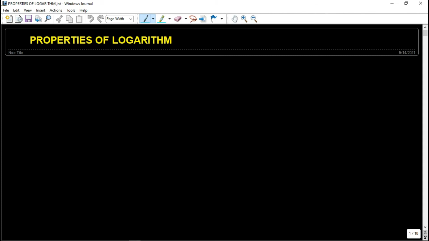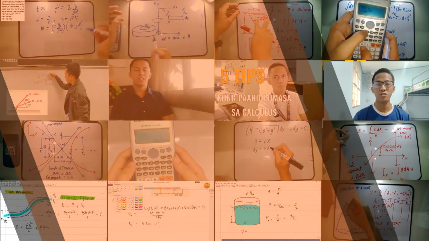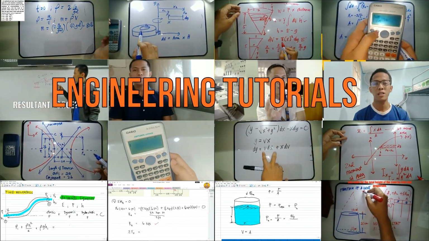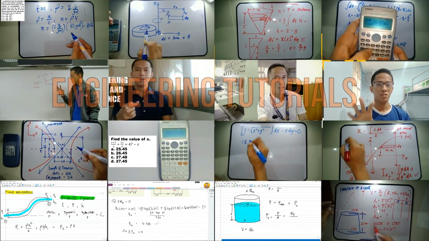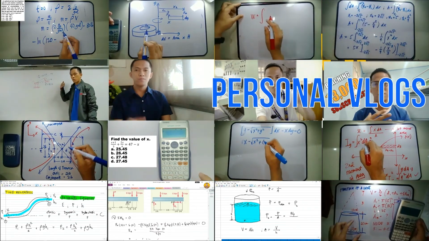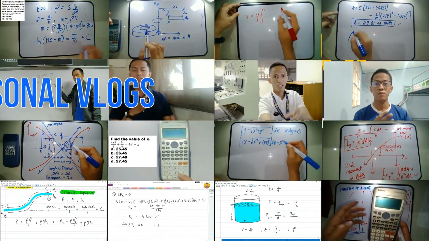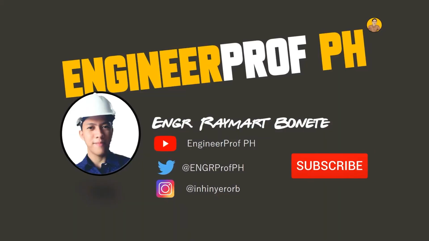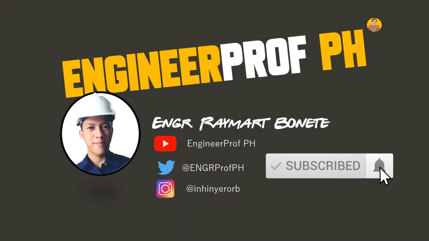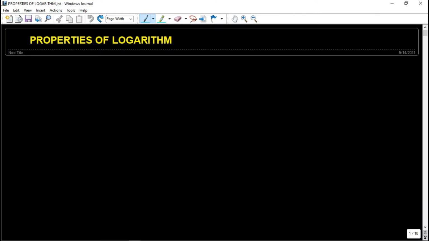So in this video, we're going to discuss properties of logarithm. So what exactly is a logarithm? For example, we have this expression, logarithm of base 2 of 8.